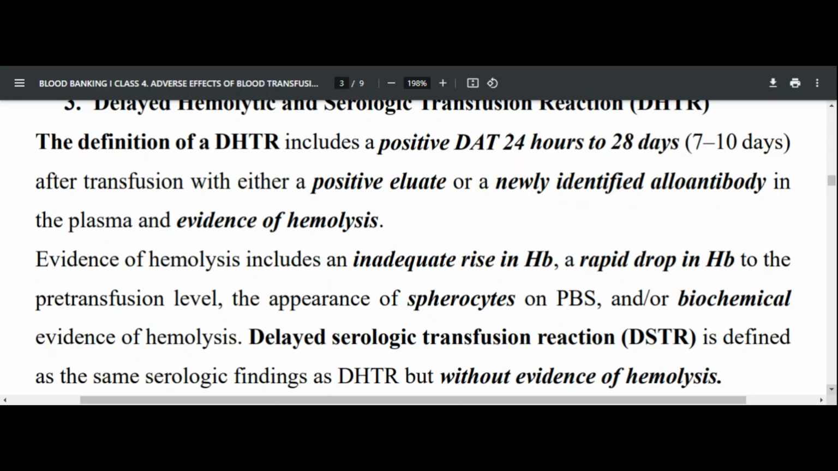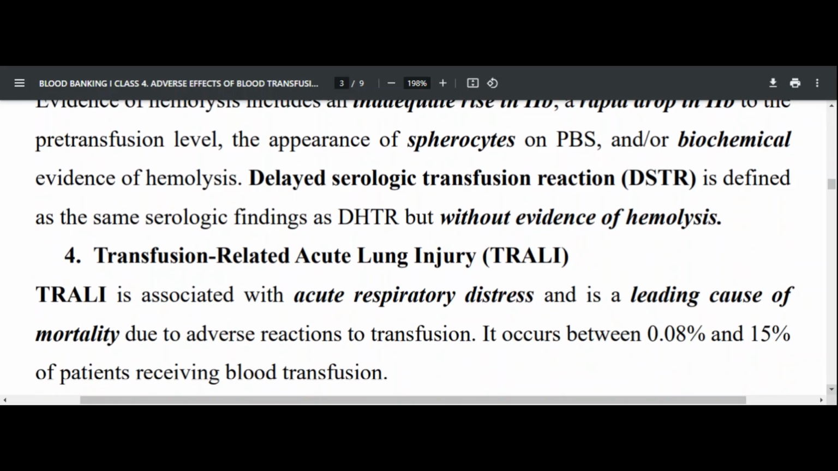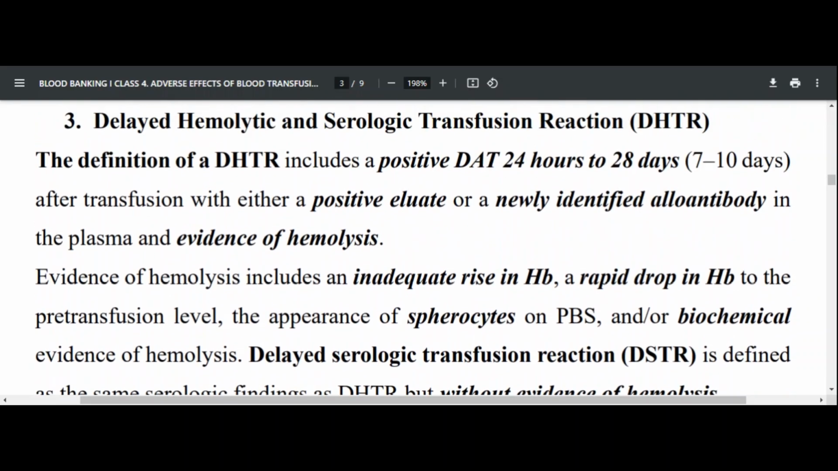So let's try to differentiate it from the delayed serologic transfusion reaction. This is the same as delayed hemolytic, but without evidence of hemolysis. So which means it is now the same as a delayed hemolytic, but without evidence of hemolysis. It means other things about serology. DAT is positive, right? And antibody is detected.